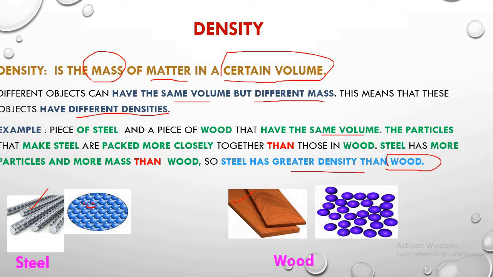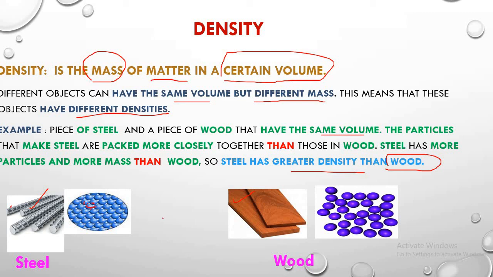You got it? So again, density means the mass of matter in a certain volume. Some objects have the same volume. Steel and wood have the same volume, both take the same space, but the steel has more density than wood. Why? Because steel has more matter, or mass, than wood. Why? Because the particles of the steel are closely packed together, while in wood there is a space between particles.